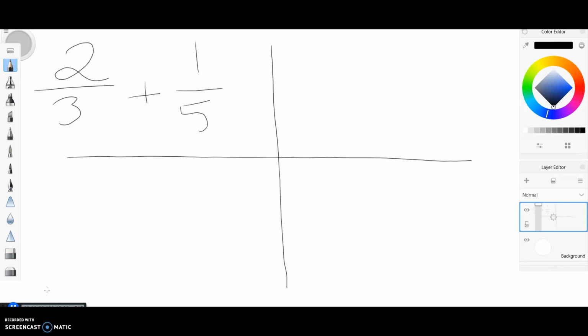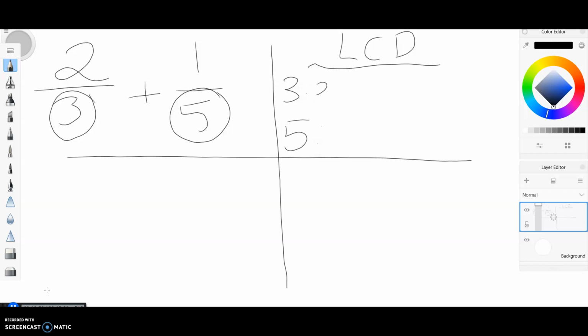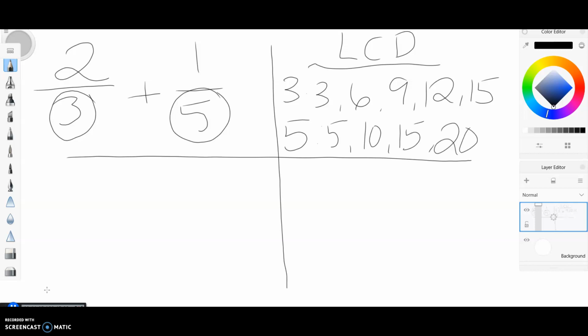Okay. So what we have to find is our least common denominator. That is our first thing we have to do. It's the smallest number we have in common between our 3 and our 5, because those are our denominators. So first off, I'm going to count by 3s and by 5s. So we have 3, 6, 9, 12, and 15. I'm going to stop at 15 for 3. And then for 5, I'll do 5, 10, 15, and 20.